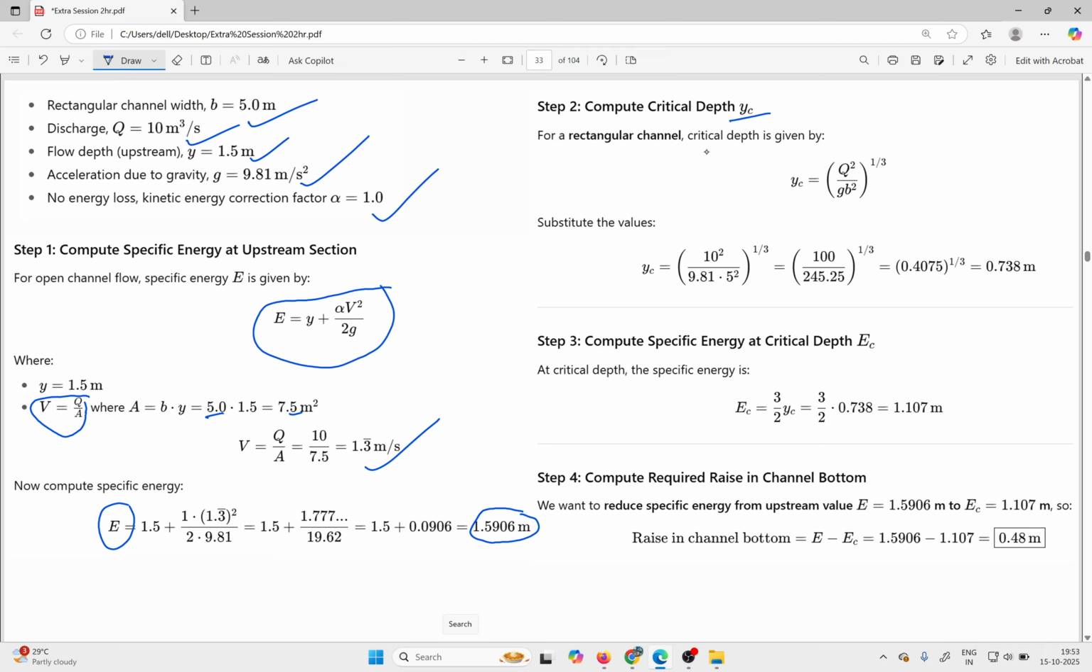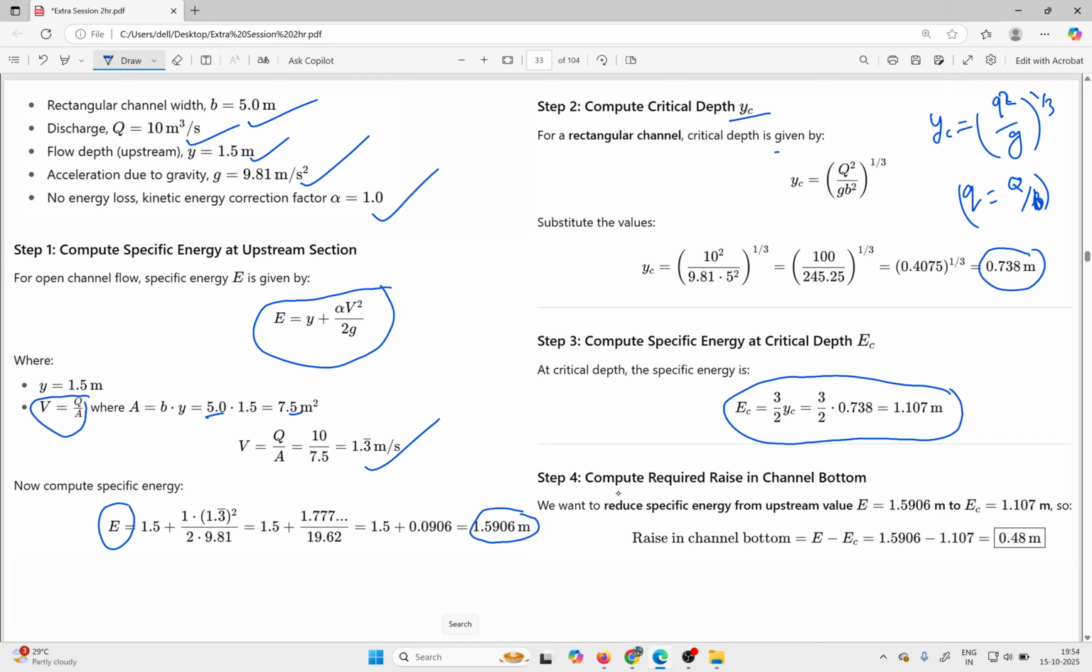For a rectangular channel, the critical depth yc is equal to q squared divided by g, to the power 1 by 3. Generally we would remember this one. But when you write it in terms of total discharge, small q is nothing but capital Q by B, or small b if I am using. So when you put this in place of q in this equation, you will get this one. So after calculation, your critical depth is coming like that. So compute the critical specific energy. Your critical specific energy is this.